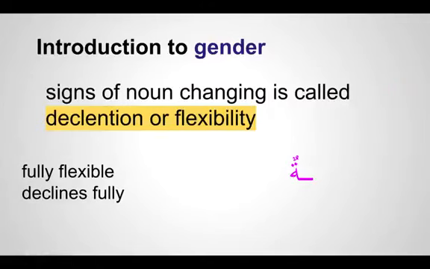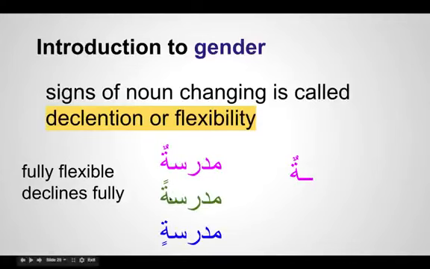So coming to feminine words, they are fully flexible. Same condition here. If you see two dhammas, then that noun will be fully flexible. Okay. So let's give you an example. Mudarrisatun, mudarrisatan, mudarrisatin.